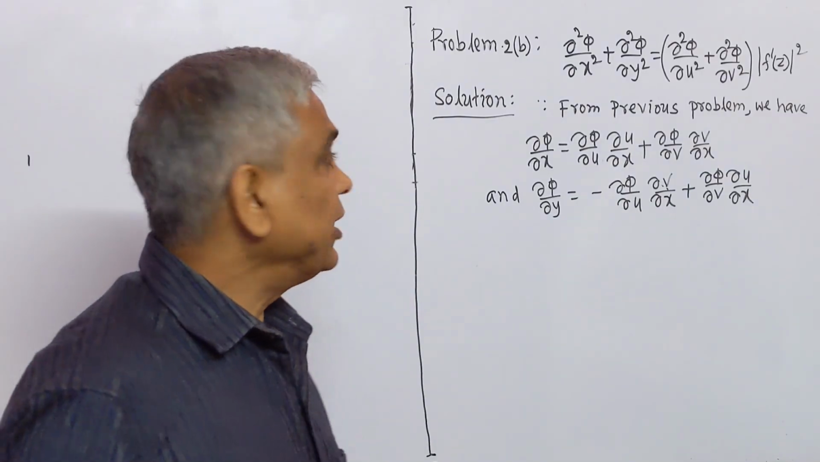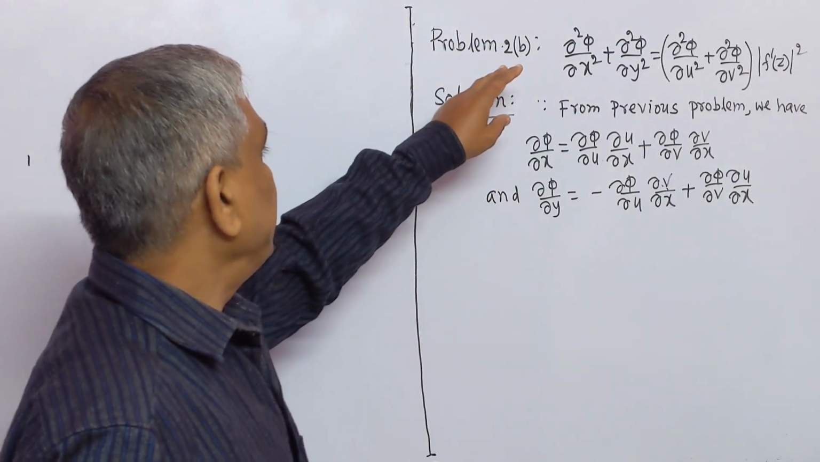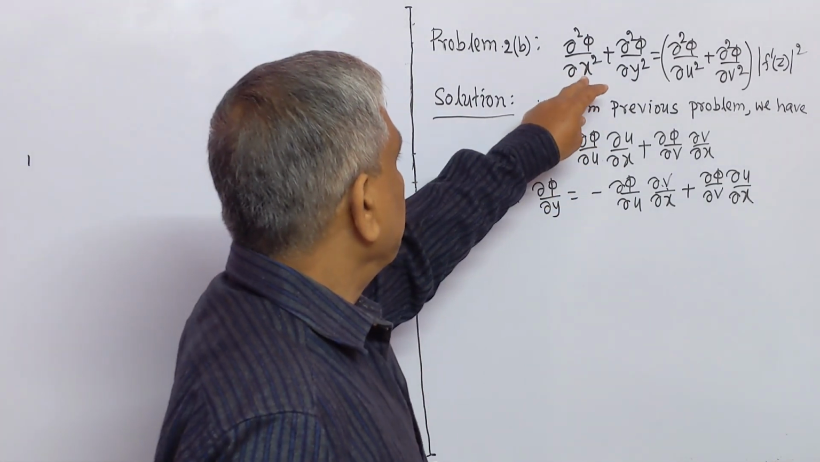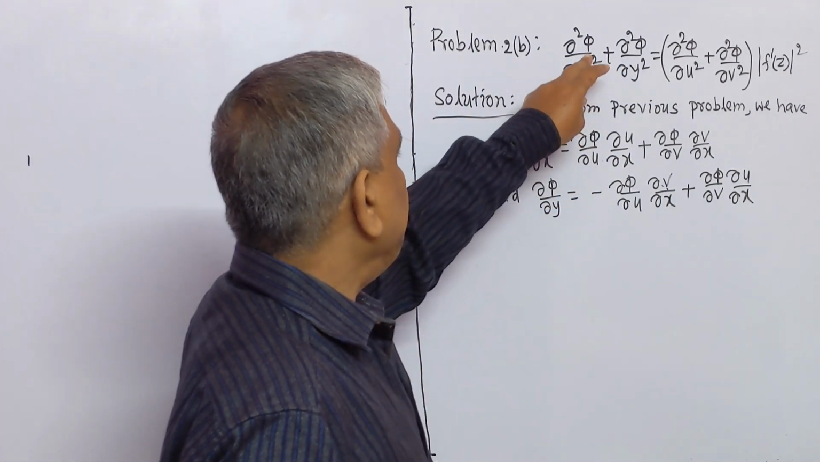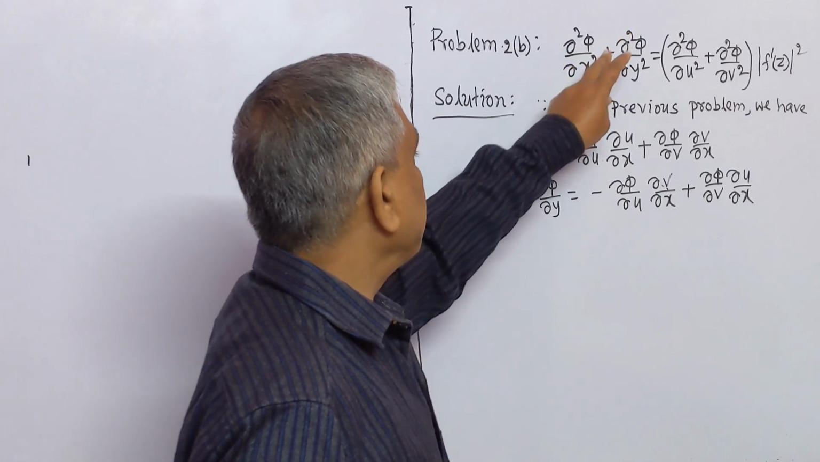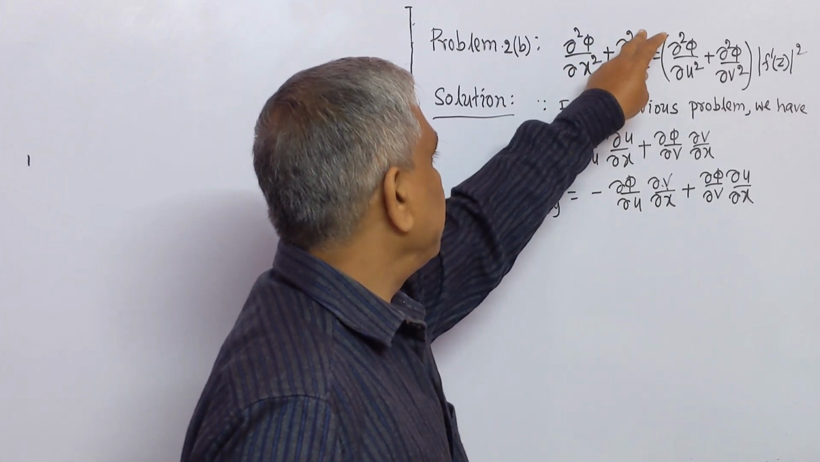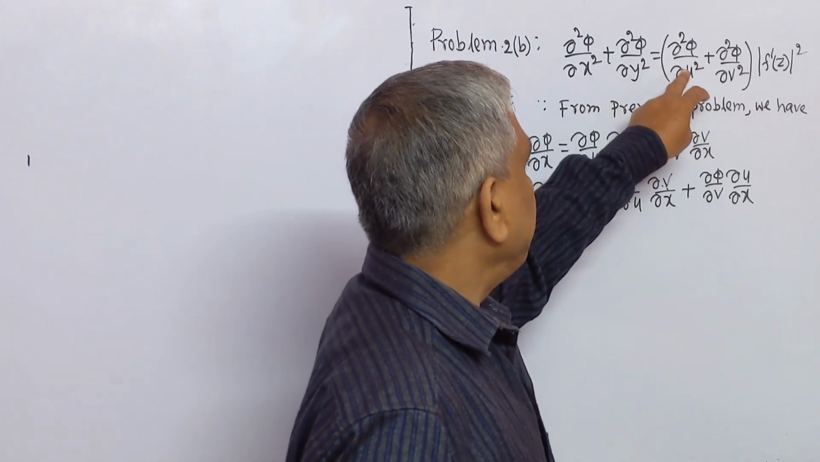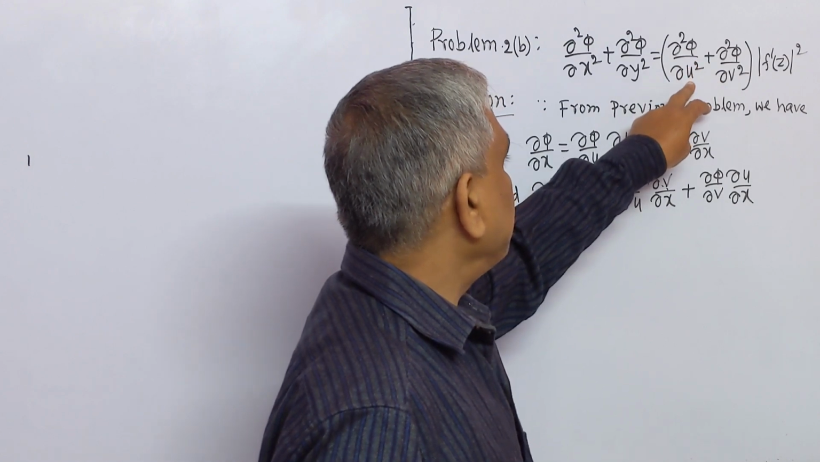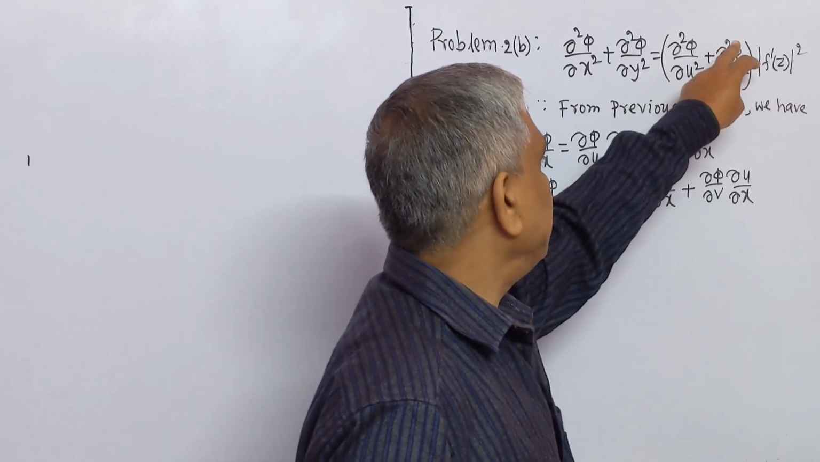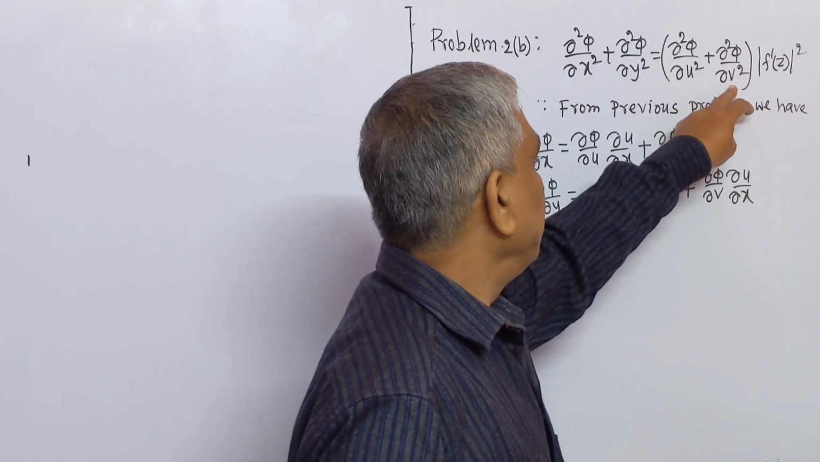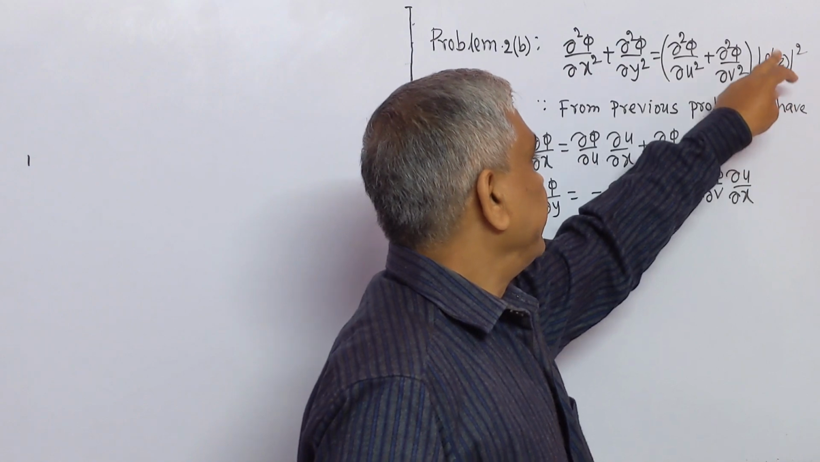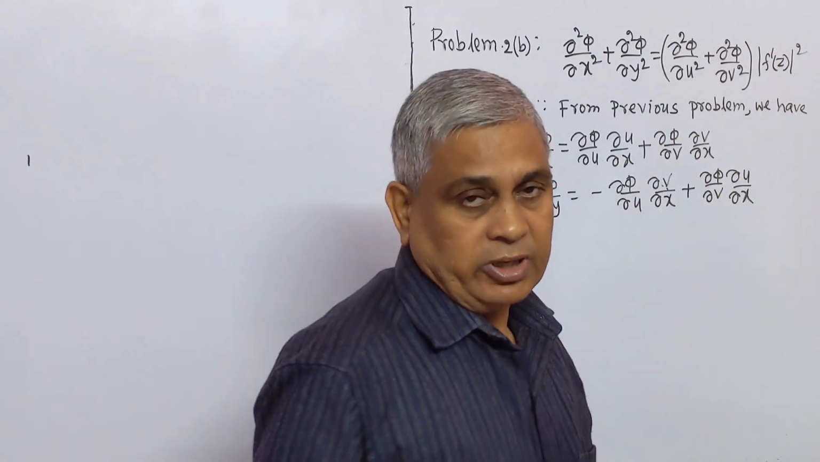Now we solve the next problem. Problem is b of 2. Here we have to prove second order partial derivative of phi with respect to x plus second order partial derivative of phi with respect to y equal to [second order partial derivative of phi with respect to u plus second order partial derivative of phi with respect to v] multiply modulus of derivative of f(z) whole square.